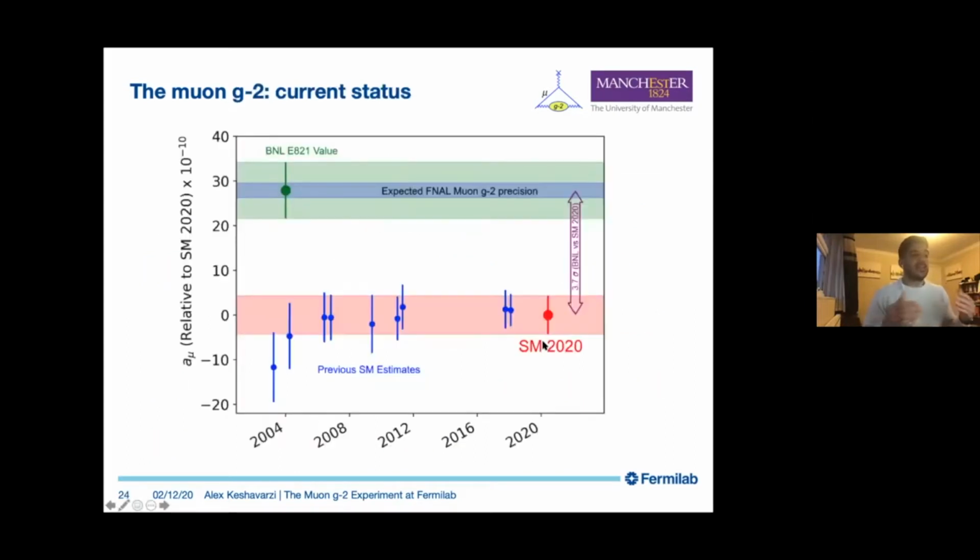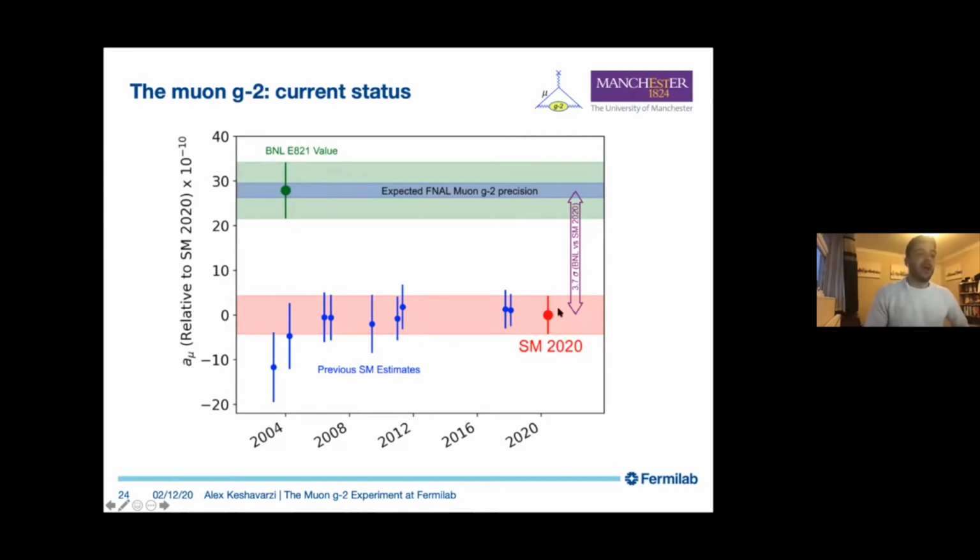But this is, pictorially, the status. You can see that here at the bottom we have all the standard model estimates from 2004 up until now, this 2020 value, and they've all remained about the same, other than the uncertainty has got a bit smaller over time. And then this green band here is the Brookhaven measurement of the anomalous magnetic moment in 2003, and this blue band is the precision we expect to achieve at Fermilab.